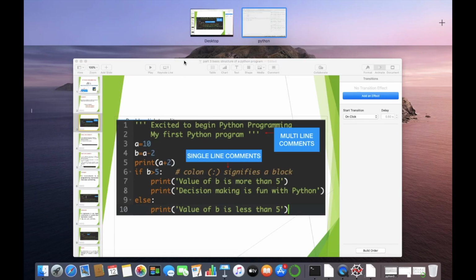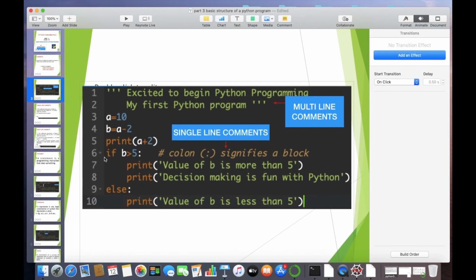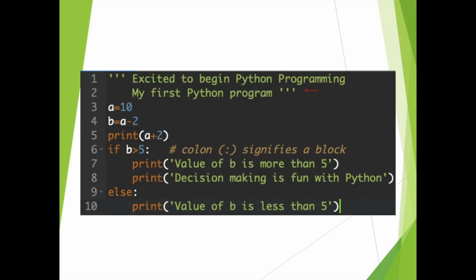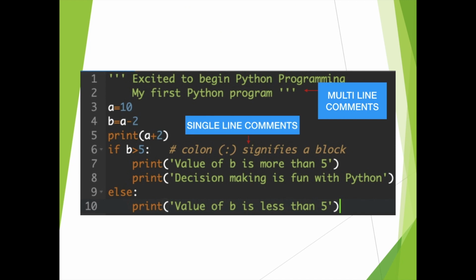Let's see the theoretical part of it. As I can see in this program, the part enclosed within triple quotes is a multi-line comment, and the part enclosed within hash is a single line comment. You can give single line comments or multi-line comments anywhere within the program.